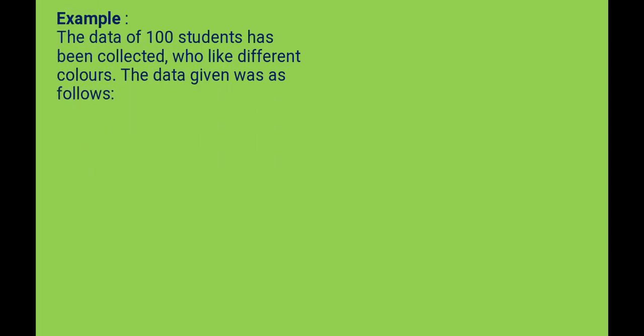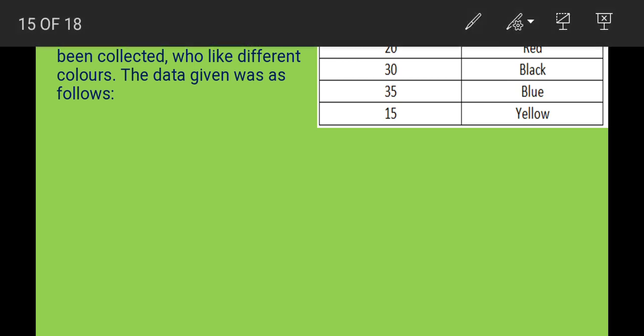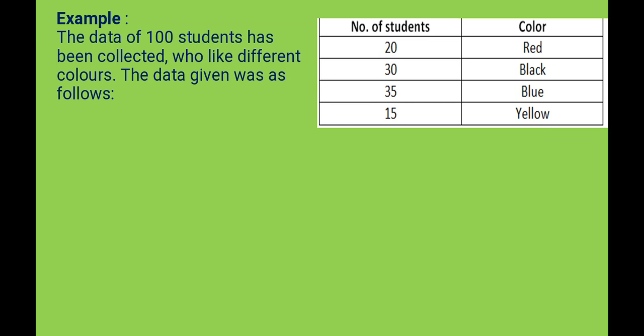The data of 100 students who like different colors has been collected, given as follows. Here is the table. Here we have given the color and the number of students who prefer it. Red color was liked by 20 students, black color 30, blue color 35 and yellow color 15. Clear? By using this data we have to draw a pictograph. So here is the solution.